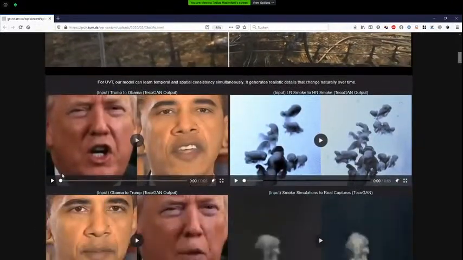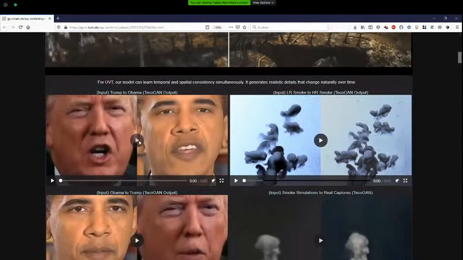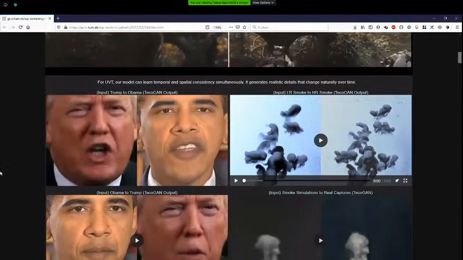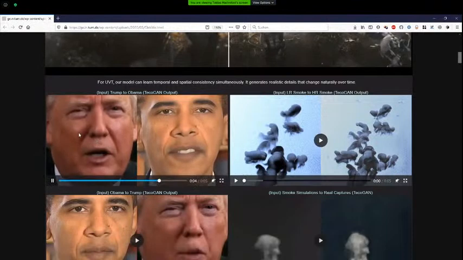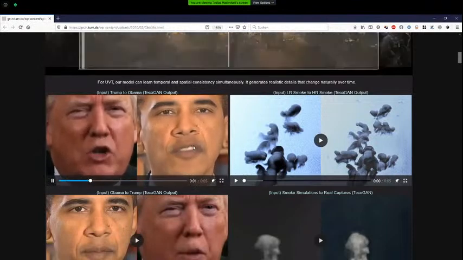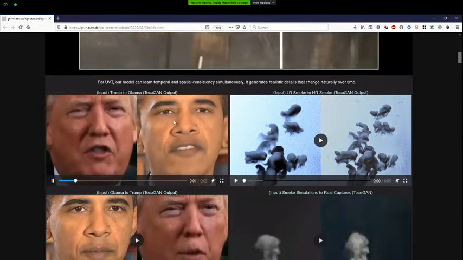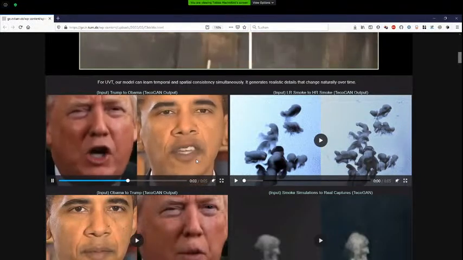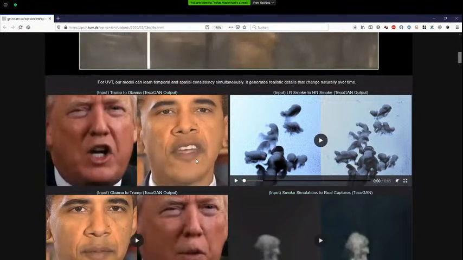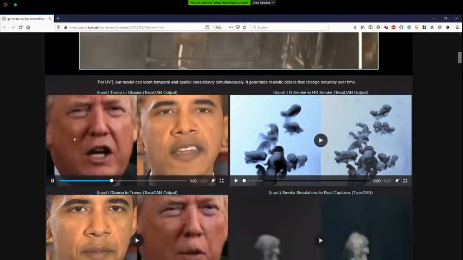Here we have some examples of the video translation task, where you have some input domain and try to translate it to some output. Here, the input is Trump. So we want to get Obama to say the same as Trump.